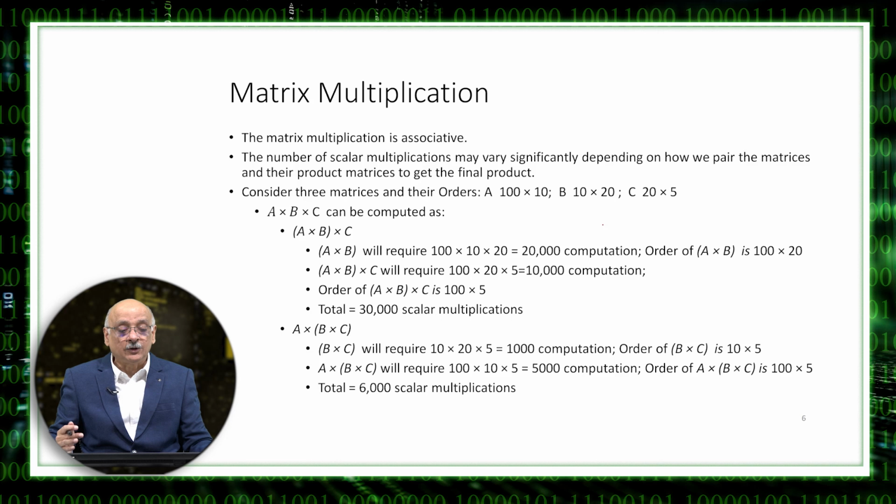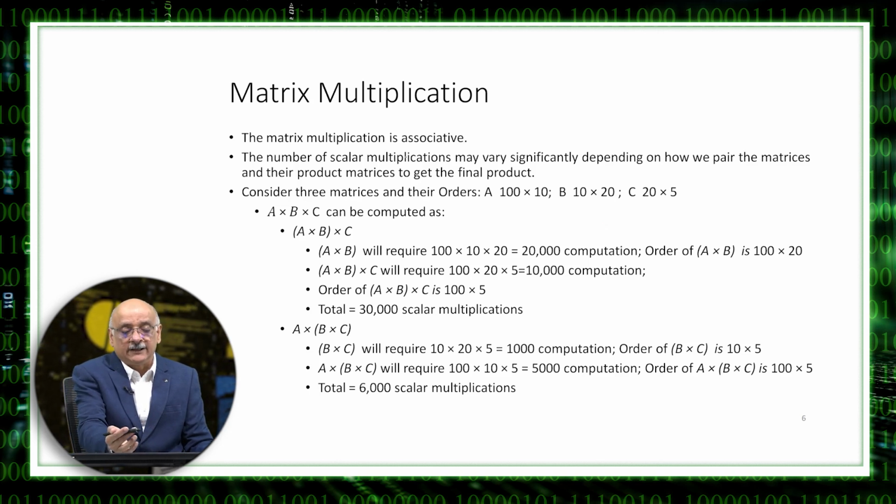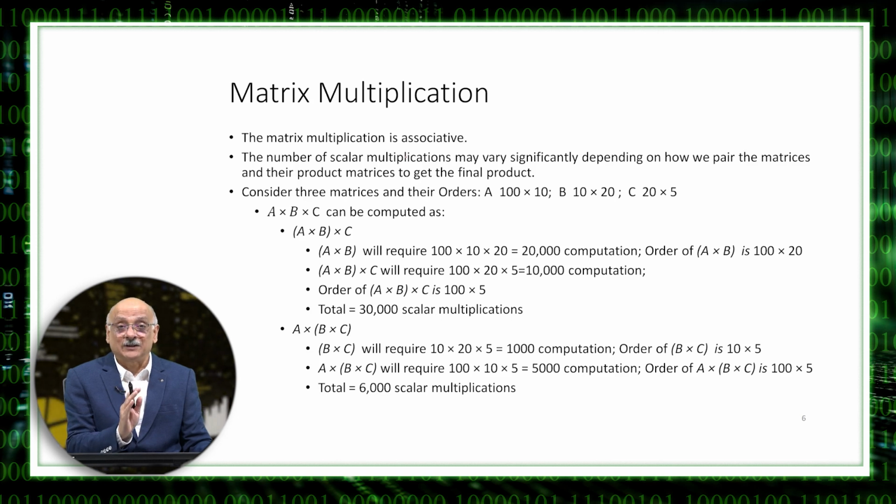So, how can these operations be performed? Matrix multiplication is associative, we have already discussed it, and the scalar multiplication cost may vary significantly depending on how we pair the matrices and their product matrices to get the final product. Now, that is very, very important. Let us prove this statement with the help of an example rather than mathematically.